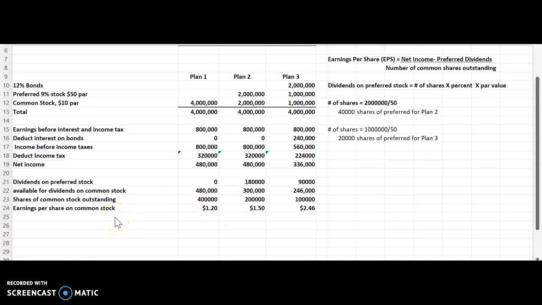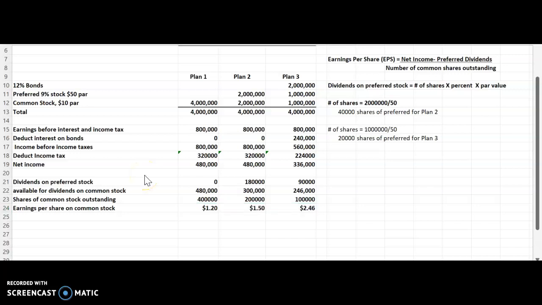So which plan has the highest earnings per share? Plan 3 has the highest earnings per share, $2.46 per share of common stock.